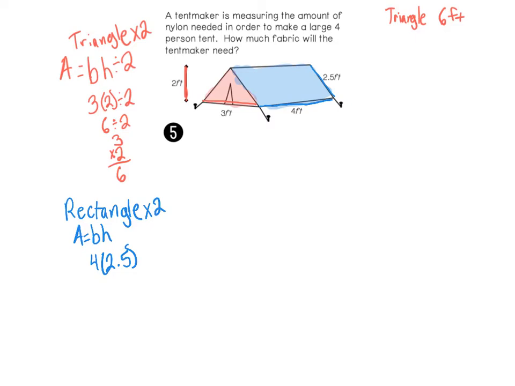Now we need to multiply. 2.5 times 4, 1 decimal. So we get 10. Now there's 2 of those, so now we have to multiply 10 times 2 to get 20. So the rectangle, and this is going to be the side rectangle, it's going to be 20 feet.